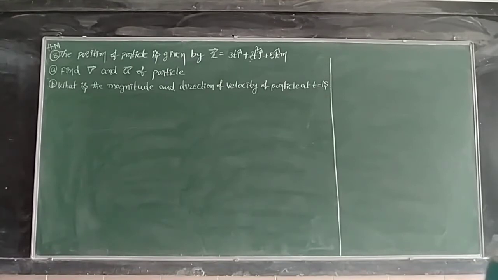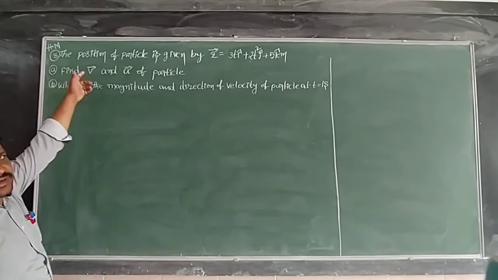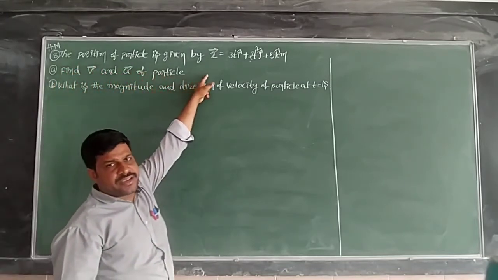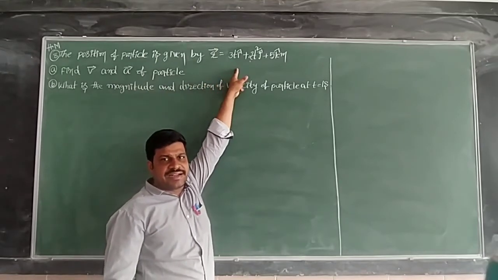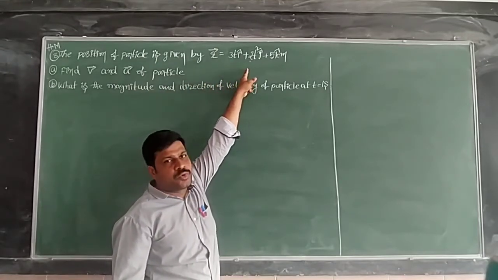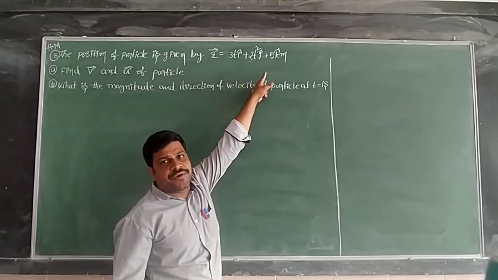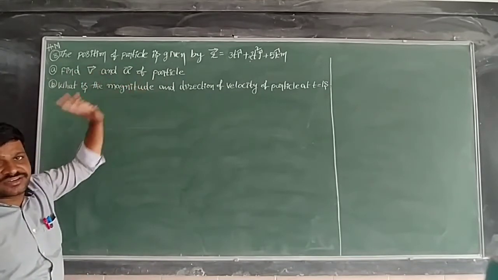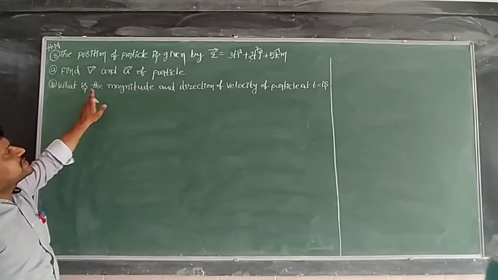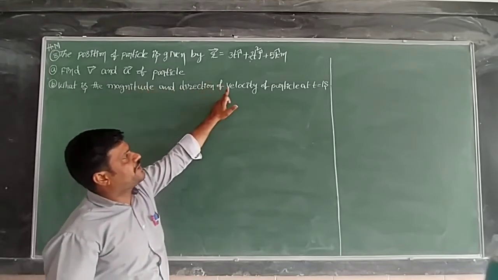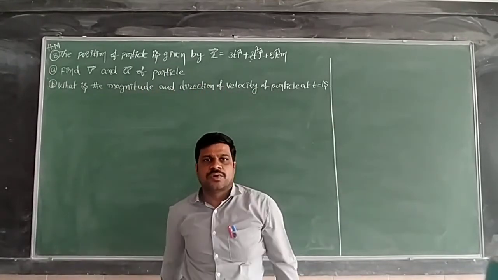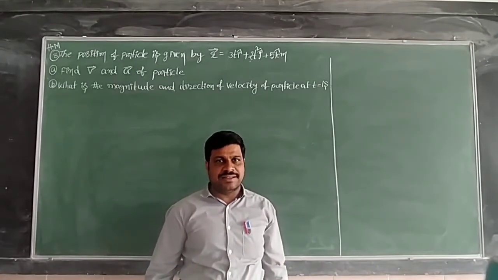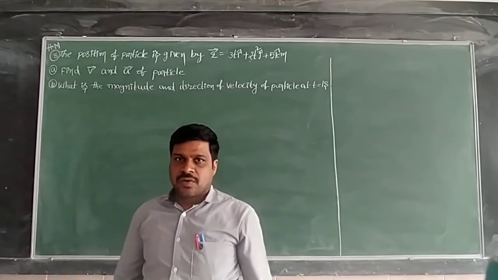Next, see here problem number 8, very similar to the 7th problem. It is homework. The position of the particle is given by r bar equal to 3t i cap plus 2t square j cap plus 5k meters. Find the velocity and acceleration of the particle. Thereafter, what is the magnitude and direction of velocity of the particle at t equal to 1 second. Previously they asked at t equal to 2 seconds. So this problem is homework.